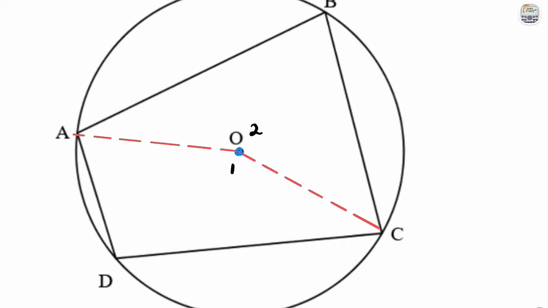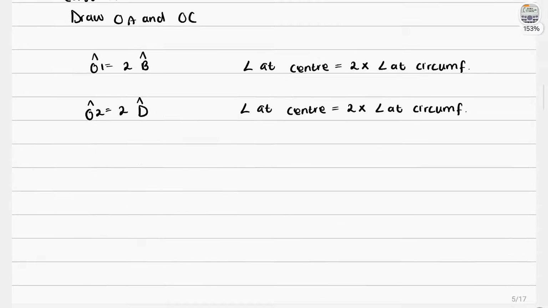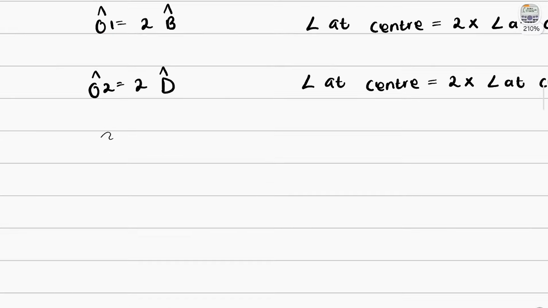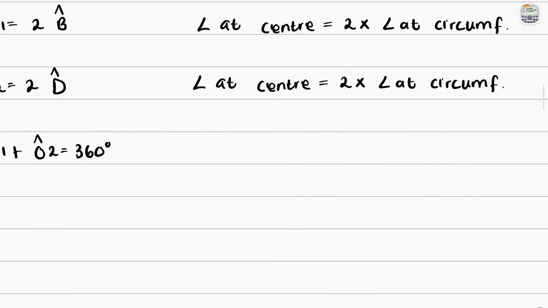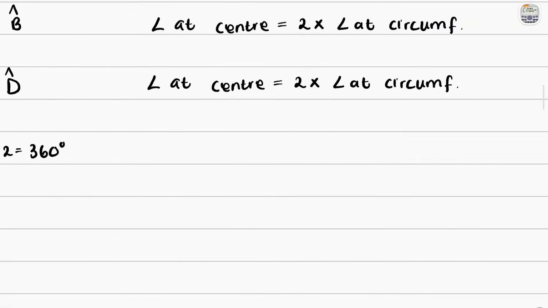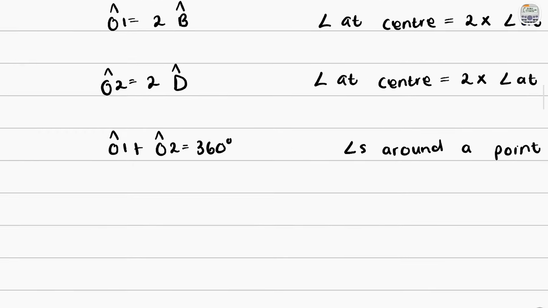Now, what do you notice about angle O1 and angle O2? They're both at the center. So if you take angle O1 and add it with angle O2, do you see that they create a full revolution? Those angles will add up to 360 degrees. So we can show them angle O1 plus angle O2 is equal to 360 degrees, because these are angles that lie around the same point. Angles around the same point add up to 360 degrees. There's our reason.